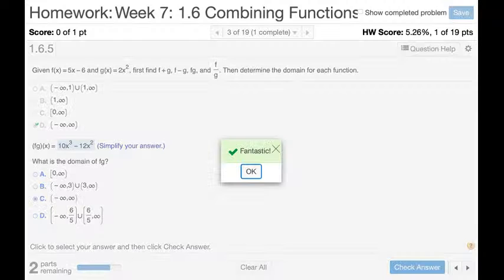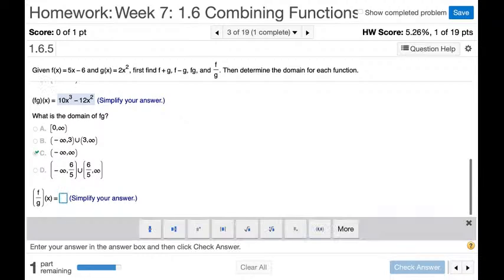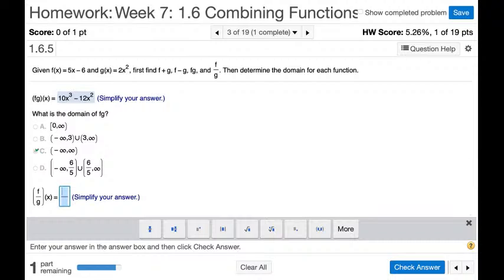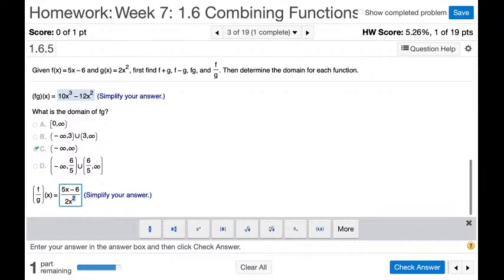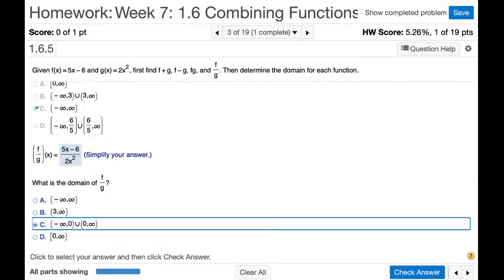F divided by G, this divided by that. So we're just going to do 5x minus 6 over 2x squared. And then everything except 0, because we can't divide by 0, right? When x is 0, that makes the denominator 0, so we have to scrap that one.